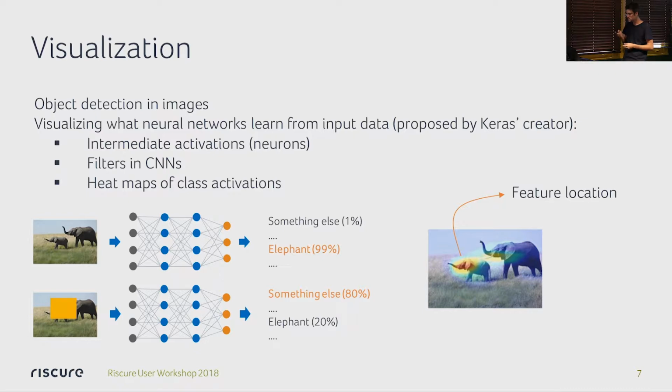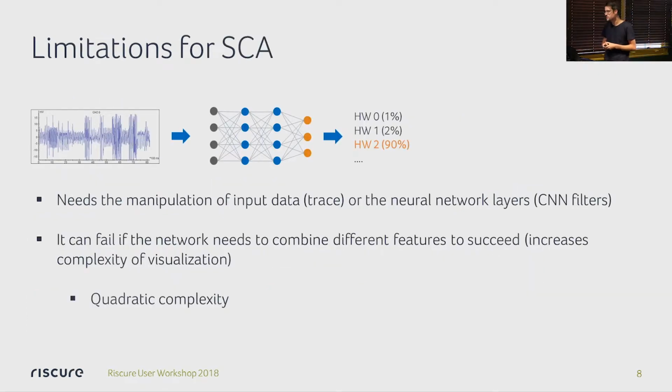But this technique has some limitations for sidechannel analysis, because it needs a lot of manipulation of input data. In traces, sometimes the leakage is located in only one sample or one part of the trace. Sometimes the method that we use combines different parts of the trace in order to make the decision and to break the target to recover the key. So if we use a technique like that, I would say that we have something like quadratic complexity, similar to when we do high order analysis.